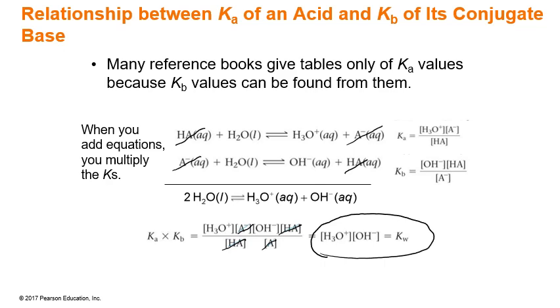So the relationship between these two constants, the acid dissociation constant and the base dissociation constant, is Kw. So Ka times Kb gives you Kw.